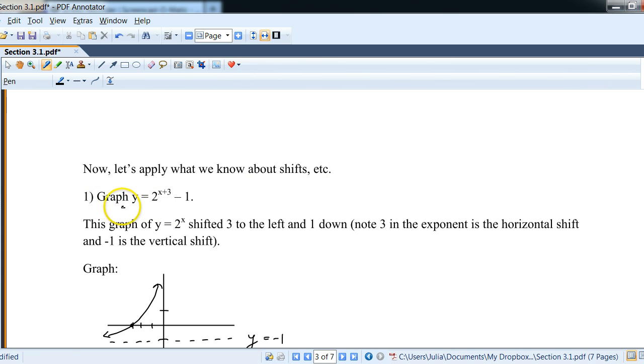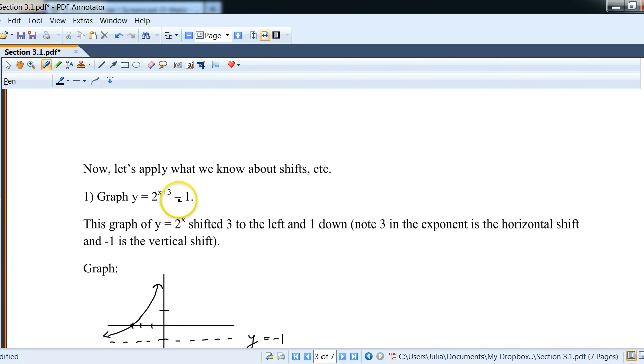Let's say we want to sketch a graph of y equals 2 to the power of x plus 3, minus 1. I usually like to figure out what is being shifted. Well, it's y equals 2 to the x. This is the base model. I like to do this because I like to figure out if it's growth or decay. In this case, it's growth. The base is bigger than 1.